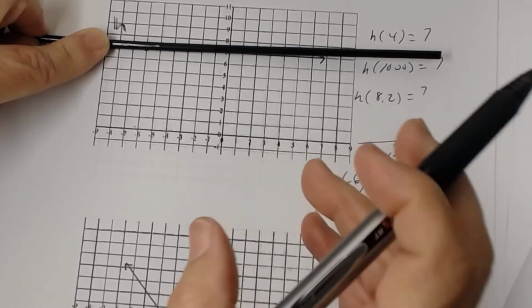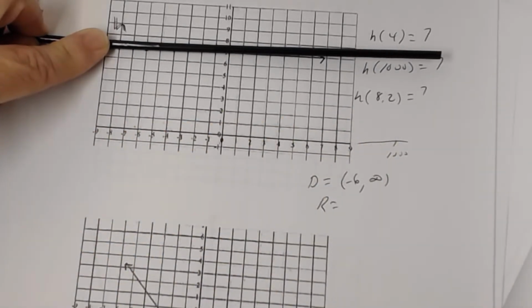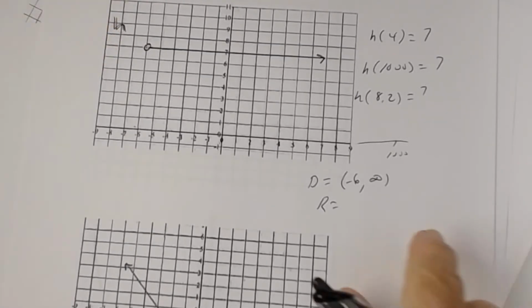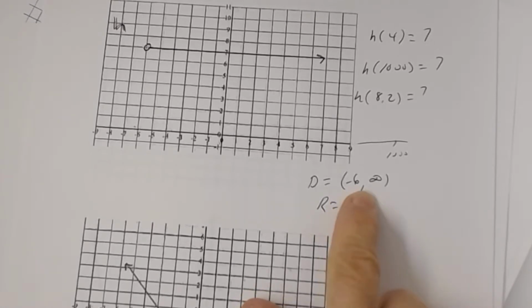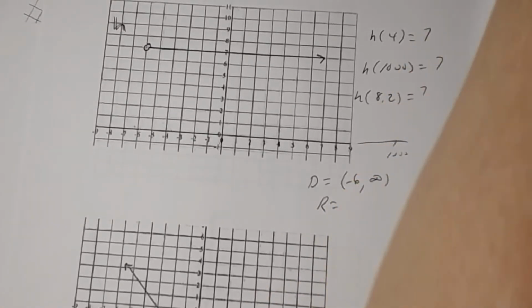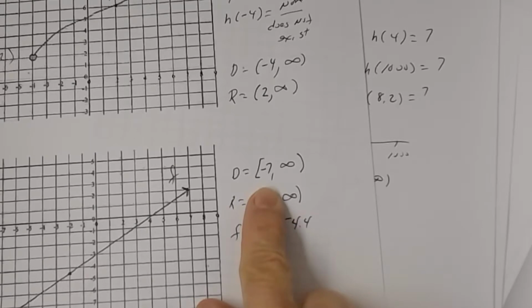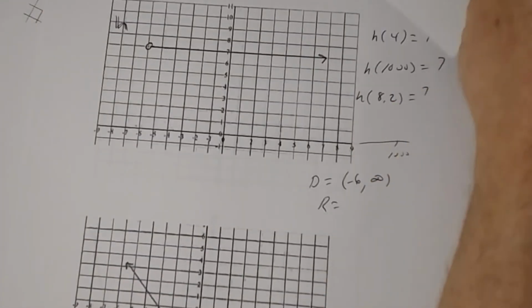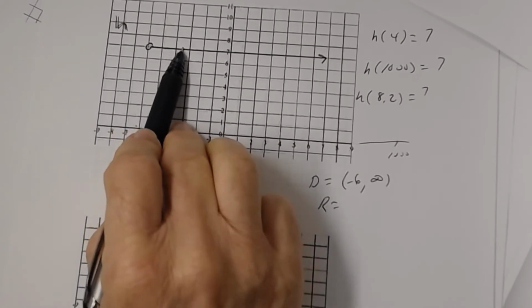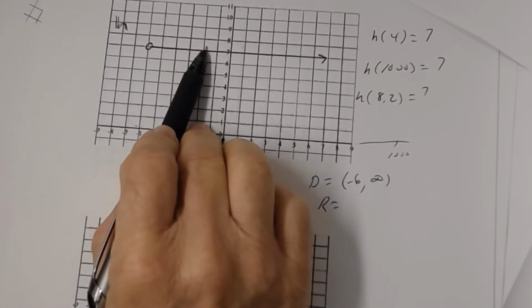So compare what we're about to do with what we've done before. Notice that in every problem we've done before, the domain and range were intervals. So the domain here, how many numbers are in this domain? An infinite number. So if you go back to the others we've done, how many numbers are in the domain and range over here? An infinite number. So we use interval notation for those. Whereas over here, how many numbers are in this range? 1. What is it? 7.